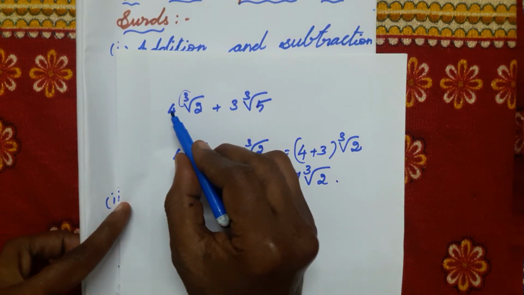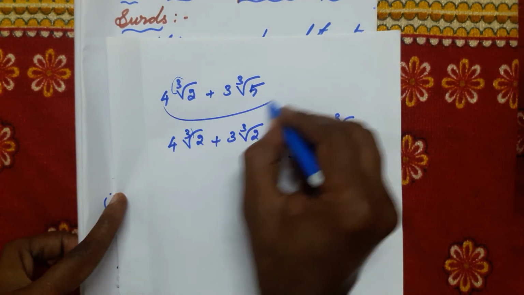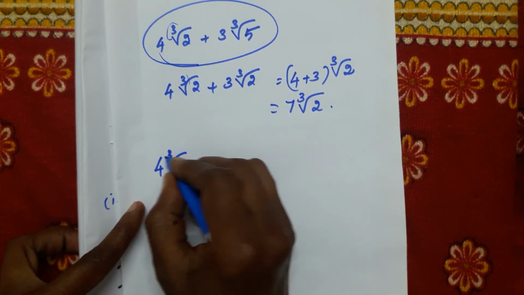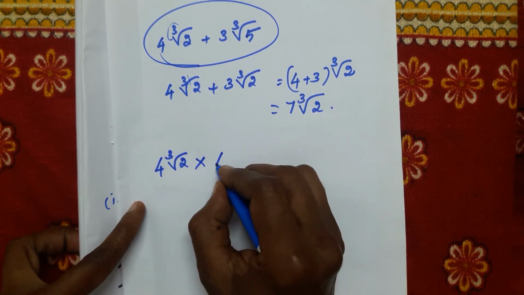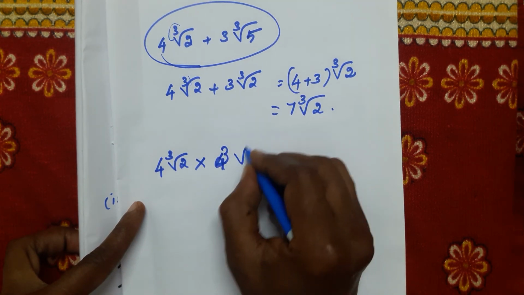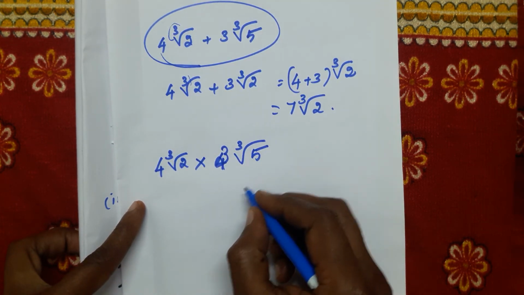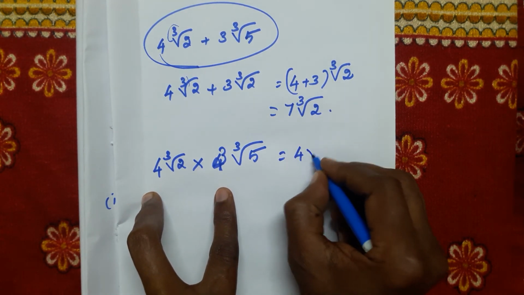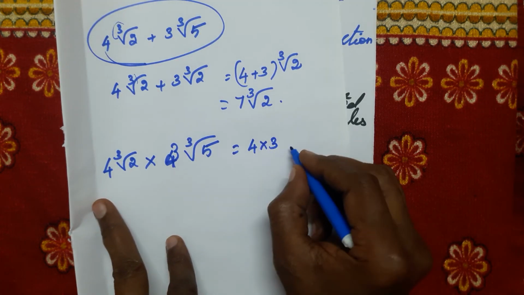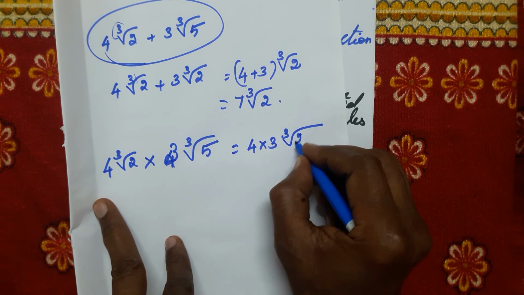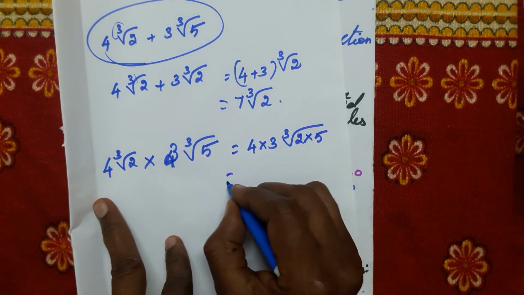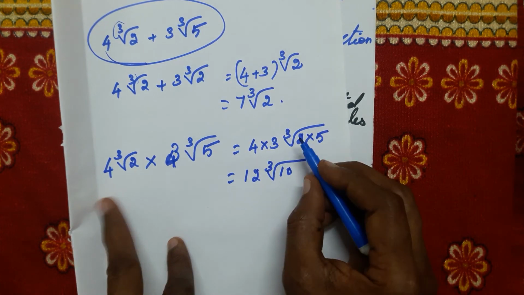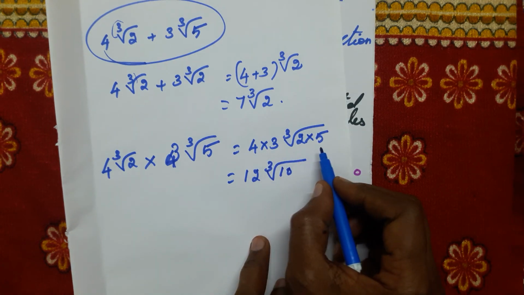But here we can multiply. These two numbers we can multiply. 4 cube root of 2 into 3 cube root of 5 is equal to: we have to multiply 4 into 3, into cube root of 2 into 5, which is equal to 12 cube root of 10.